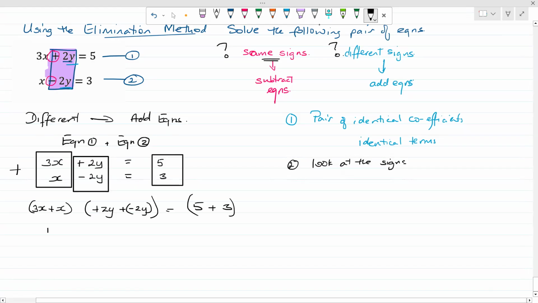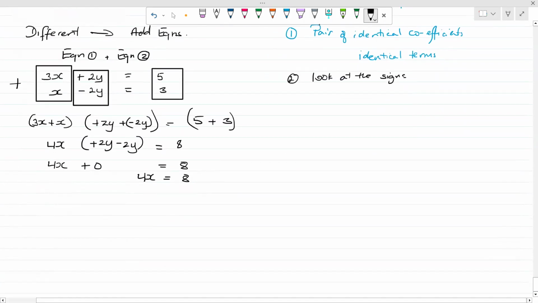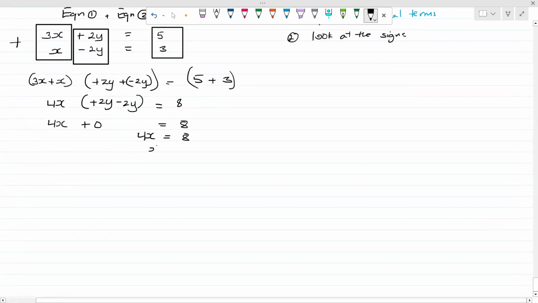So 3x plus x will give me 4x. On this side, plus 2y minus 2y, I'm keeping it in the bracket for now. 5 plus 3 will give me 8. This is going to give me 4x. 2y minus 2y will give me 0. 4x is equal to 8 because 4x plus 0 is 4x. X is going to be 8 divided by 4, because I need to move this across here in order to work out what x is. X is going to be 2.